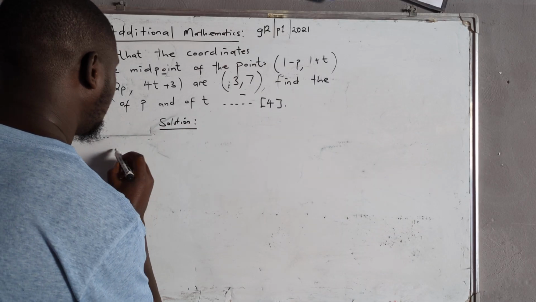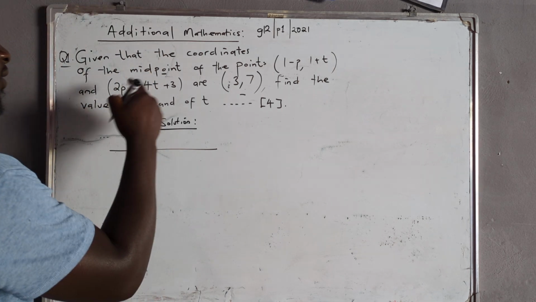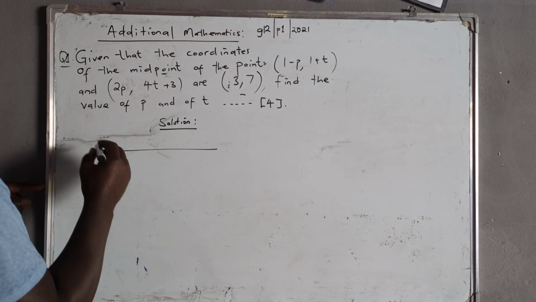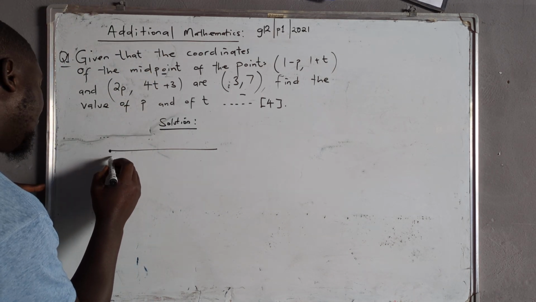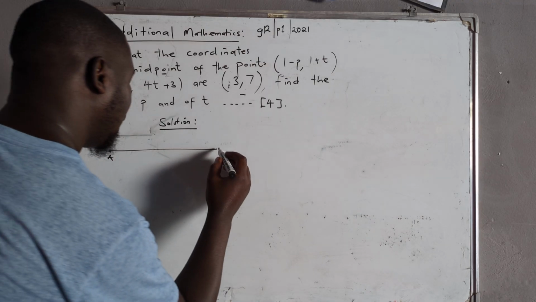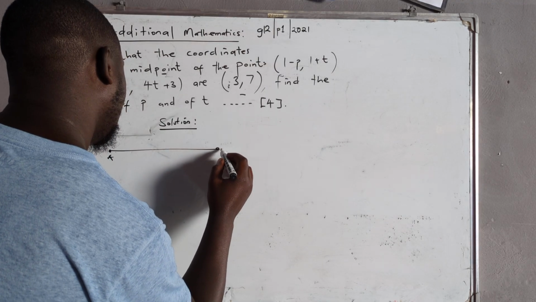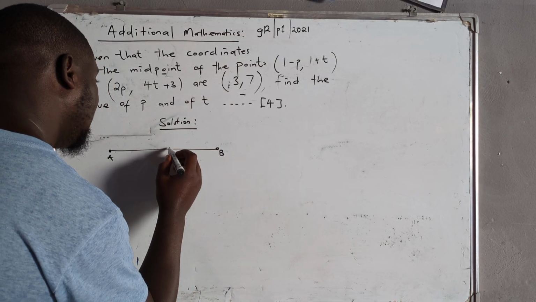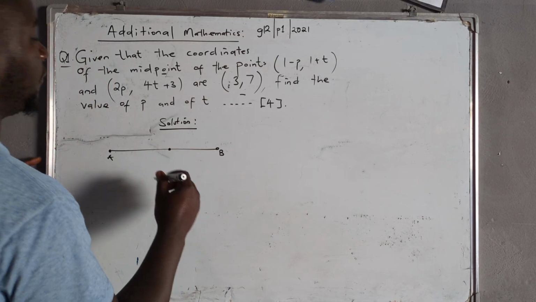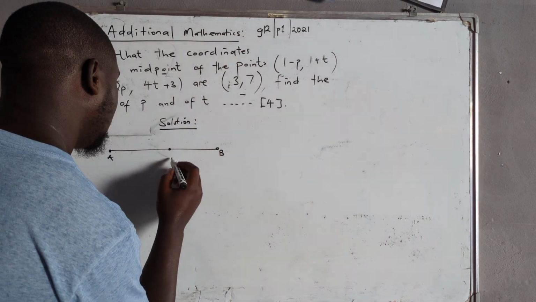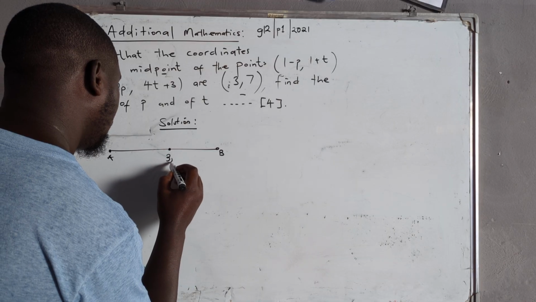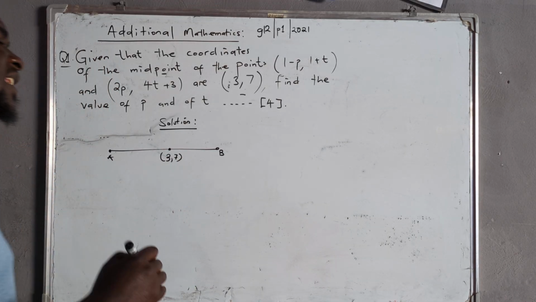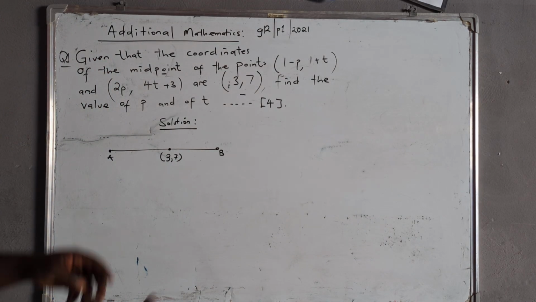And we know that if you have a line like this, in this case I'm going to term this point A, and this is going to be point B. And the midpoint here is what we've been given. It is half of this, so we always divide the coordinates by 2. So this is 3, 7. And that is how you have to answer questions.